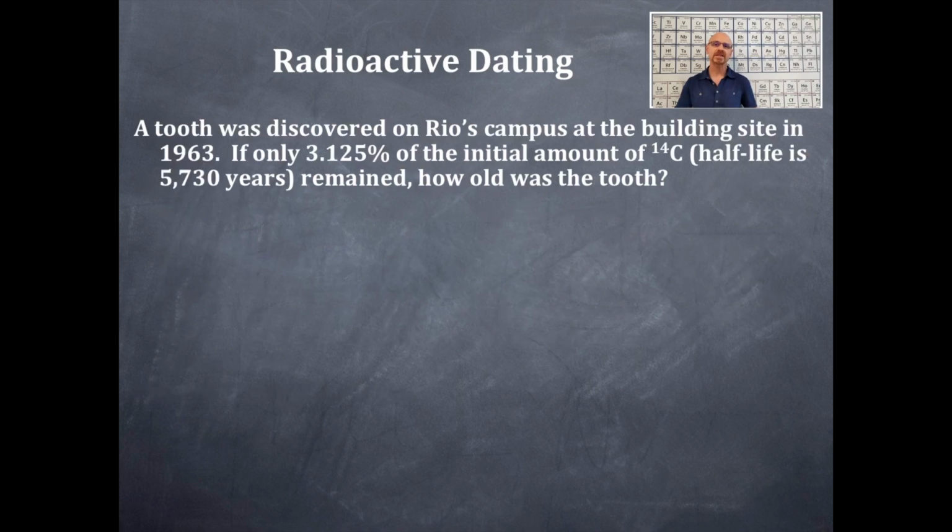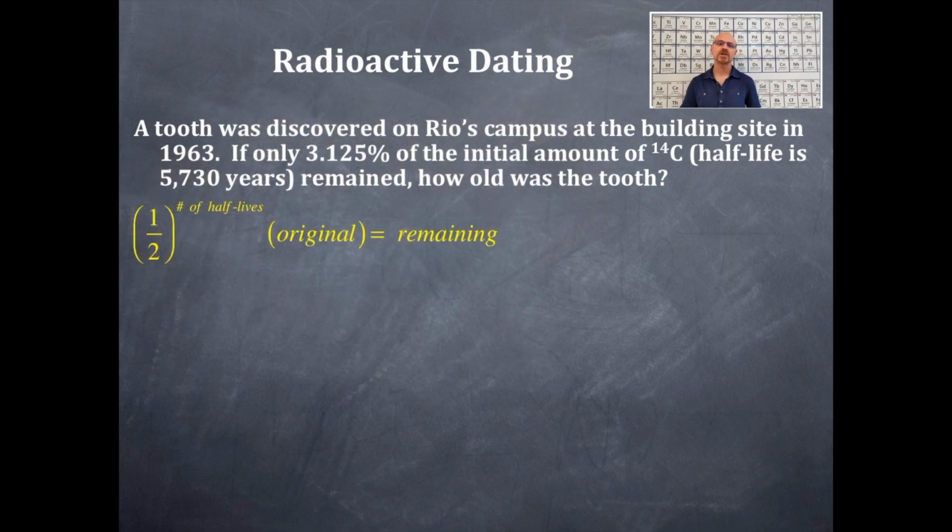So, let's do an example of this. A tooth was discovered on Rio's campus at the building site in 1963. The half-life of carbon-14 is 5,730 years. If only 3.125% of the initial amount of carbon-14 remained, how old was the tooth? All right, so let's figure this out.